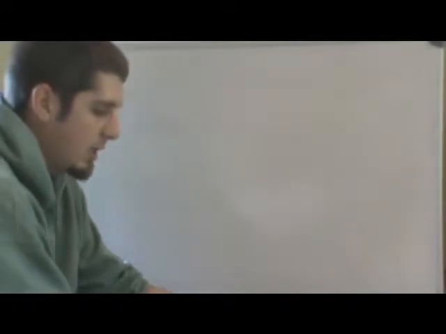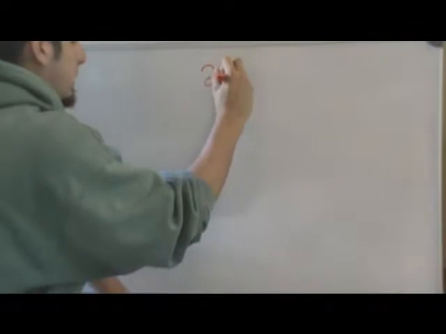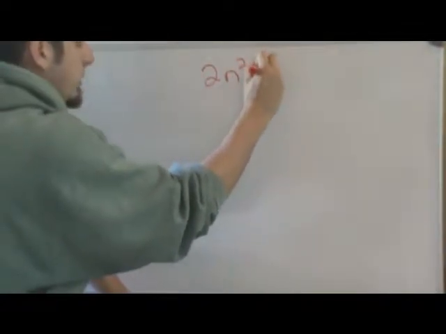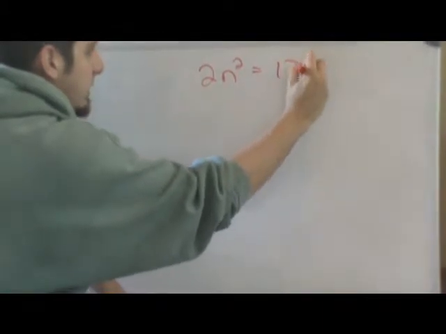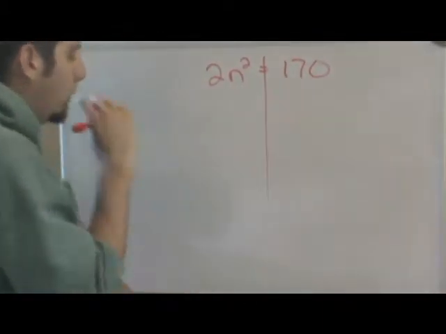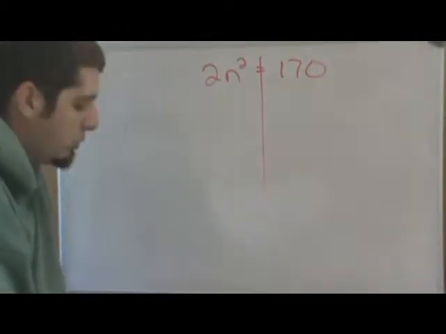As I pointed out at the end of the last video, I'm not sure why this section wasn't put in Chapter 9, Section 1, but when you do your 9.2 worksheet, these types of problems will be thrown at you, where you have variables that are squared and you're trying to solve for the variable. So you might see something like 2n squared equals 170. So how would you solve this problem?